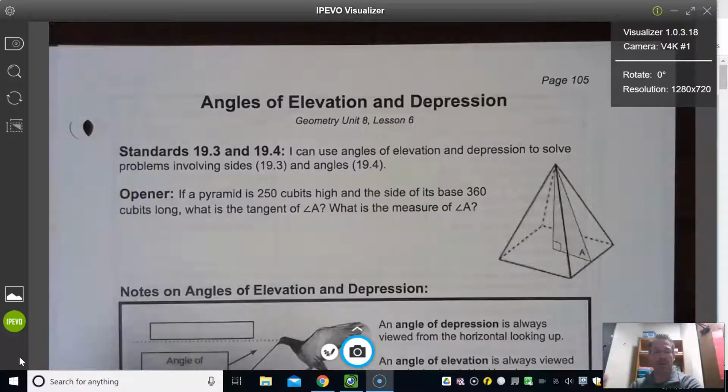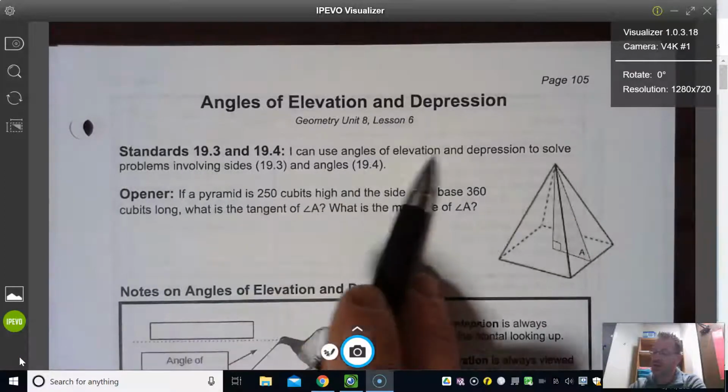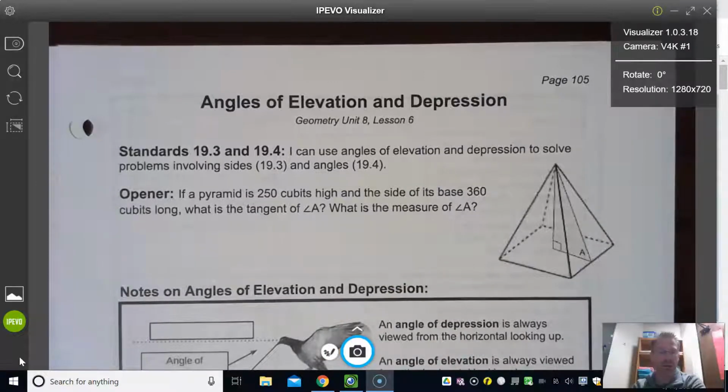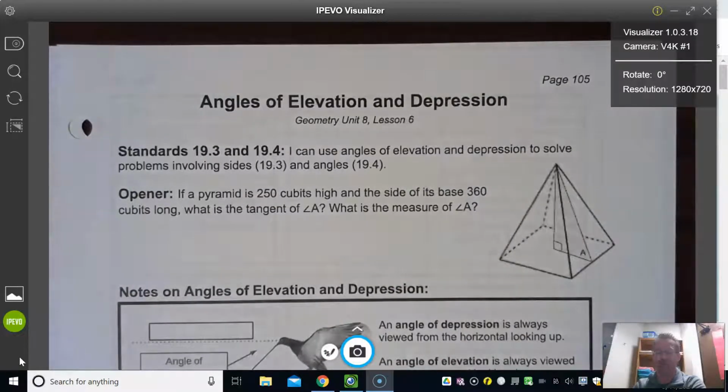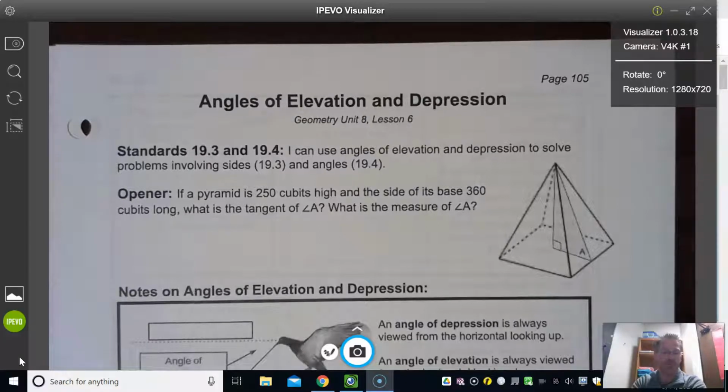All right, an angle of elevation and angle of depression are specific types of angles that you will see within certain types of real world situations. So when you look at 19.3 and 19.4, I can use angle of depression and elevation to solve problems involving sides and angles. And to get you thinking about some of those things, why don't you go ahead and do the opener. Pause the video, flip it back on, and we'll see what you get for a measure of angle A.